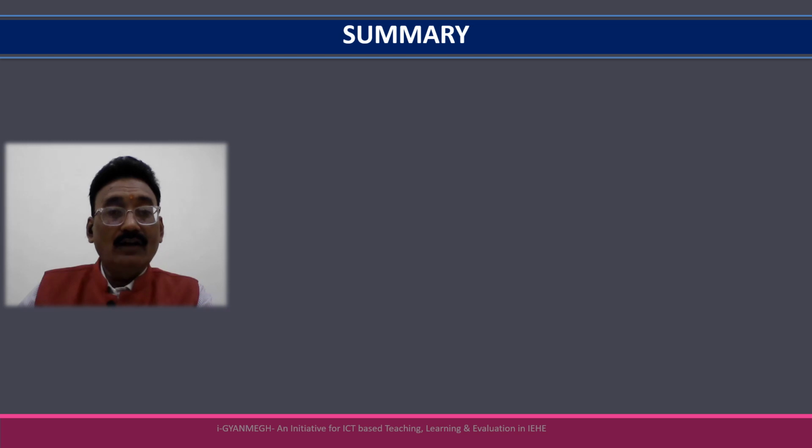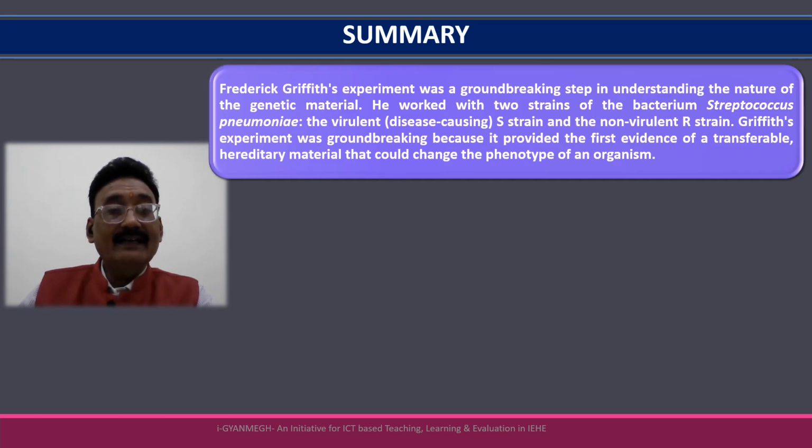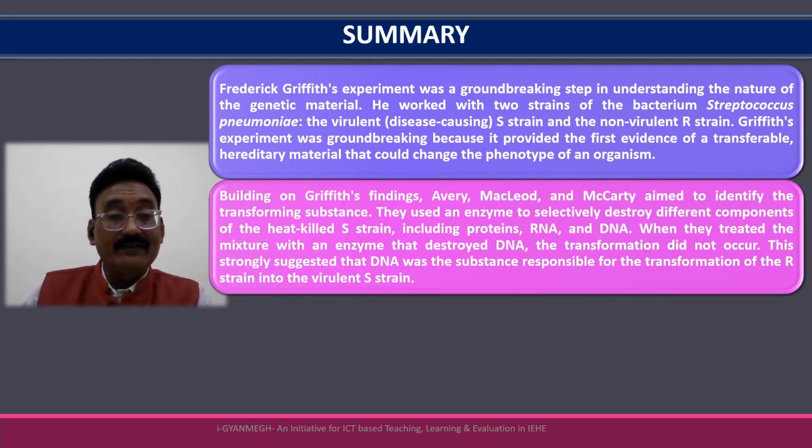If we summarize all the three experiments, Frederick Griffith's experiment was a groundbreaking step in understanding the nature of the genetic material. He worked with two strains of the bacterium Streptococcus pneumoniae, the virulent disease-causing S strain and the non-virulent R strain. Griffith's experiment was groundbreaking because it provided the first evidence of a transformable hereditary material that could change the phenotype of an organism.